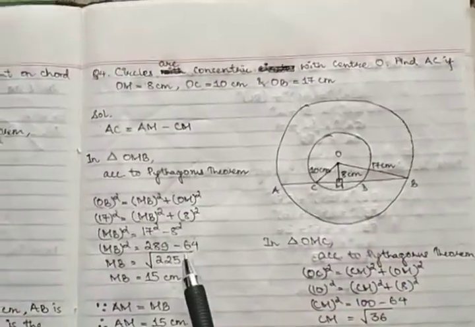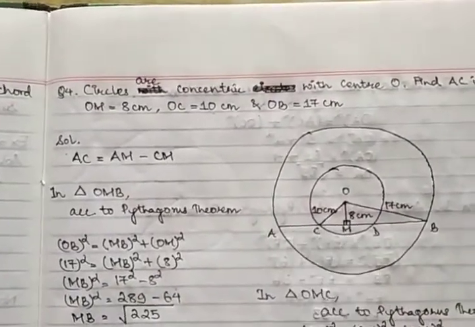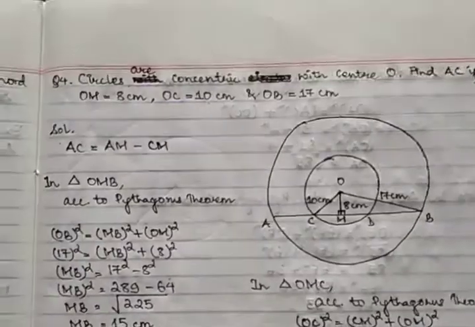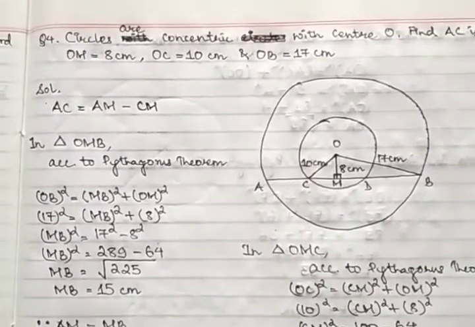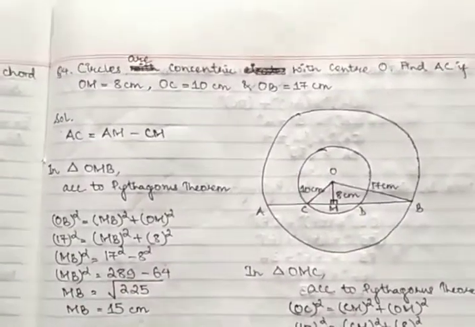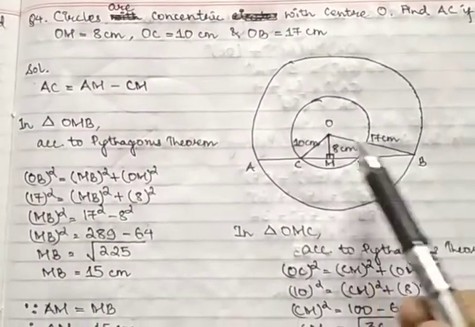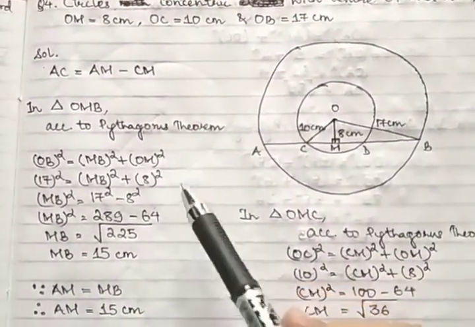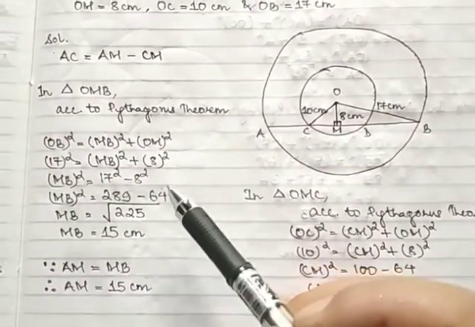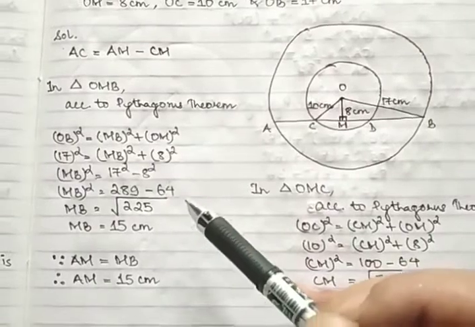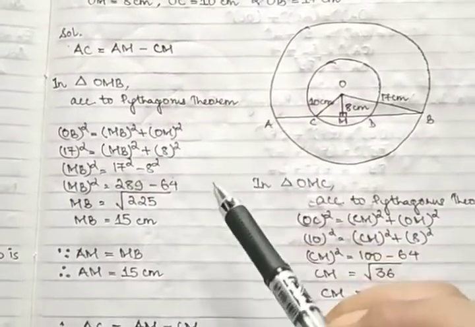So that is what I have done here. See, I have written, since AC will be equal to AM minus CM, that's what I have written here. See, AC is equal to AM minus CM. So in triangle OMB, first of all I went for the bigger triangle. Now according to the Pythagoras theorem, I guess you know the calculation part and all, so I won't be explaining the calculation much, because I know that you know the steps. That too, the Pythagoras theorem we have already done.